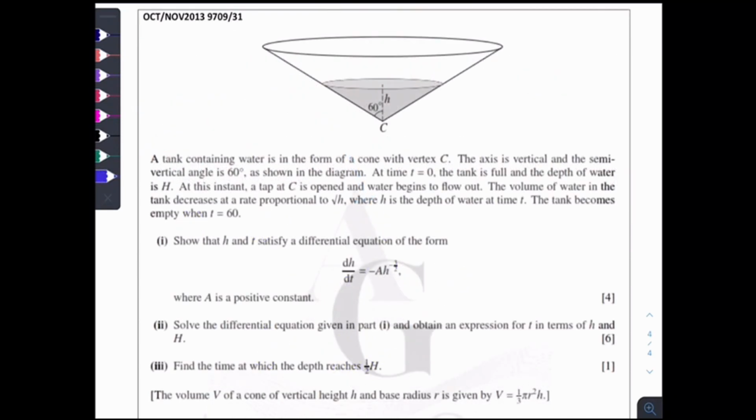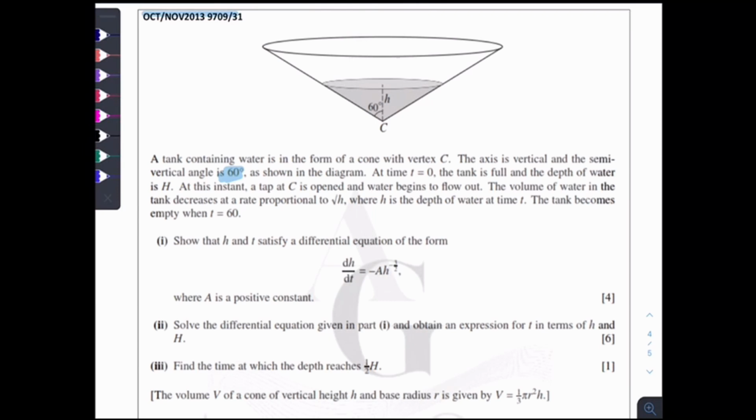Now let's apply the concept that I have taught earlier in solving this past year question. Question October-November of the year 2013, variant 31. So a diagram is given, and according to the question, a tank containing water is in the form of a cone with vertex C. The axis is vertical and the semi-vertical angle is 60 degrees, as shown in the diagram.